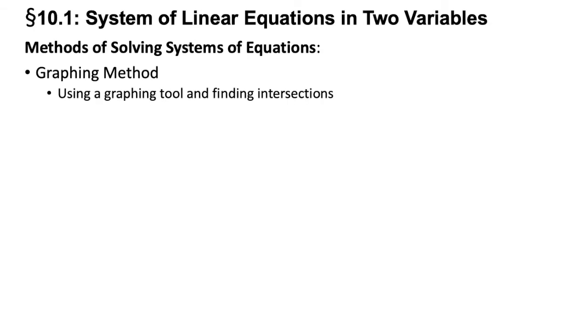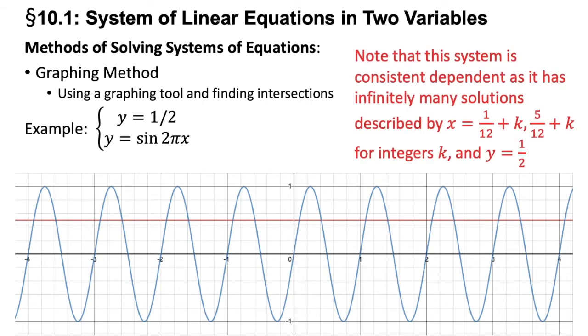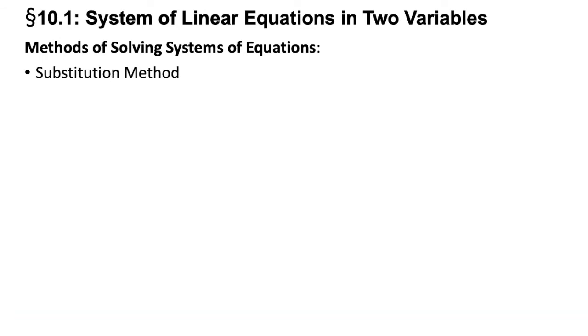For the graphing method, we graph all the equations and find the intersections. For example, we graph y equals 1/2 and y equals sine of 2 pi x. We can see that all the intersections are at y equals 1/2 and x equals 1 over 12 plus k and 5 over 12 plus k for all integers k.